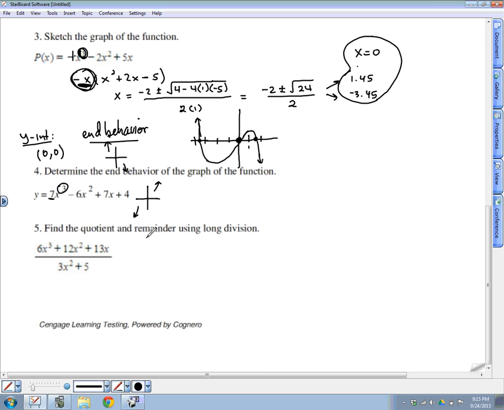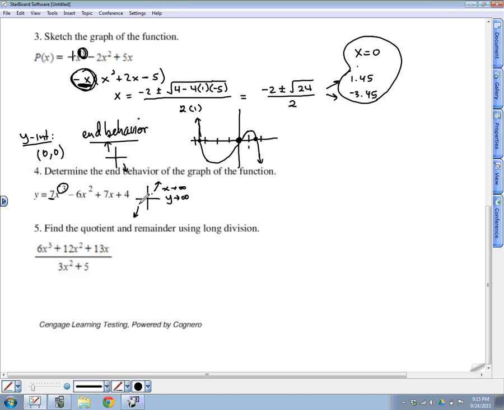But the way that you describe this, or notate this, is using x's and y's. So considering this piece of the graph here, the right side, if you think about points on the graph and traveling from left to right, x values are getting bigger and bigger and bigger, which means they're approaching infinity. And the y values are also getting bigger, which means y is approaching infinity.